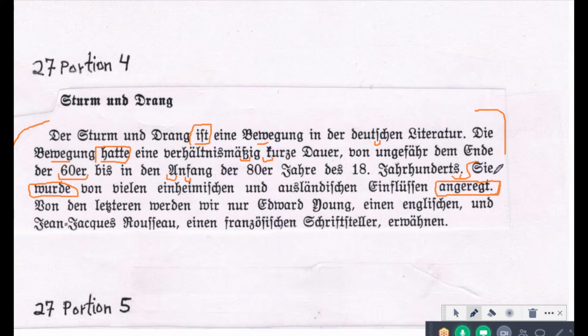And so what does sie refer back to? What is its antecedent? I think it's Bewegung. Good, yeah, it's back here, Bewegung. So it's feminine, that's why this is sie, has to agree with its antecedent. So it was inspired, and then einheimischen, or Heim means home.